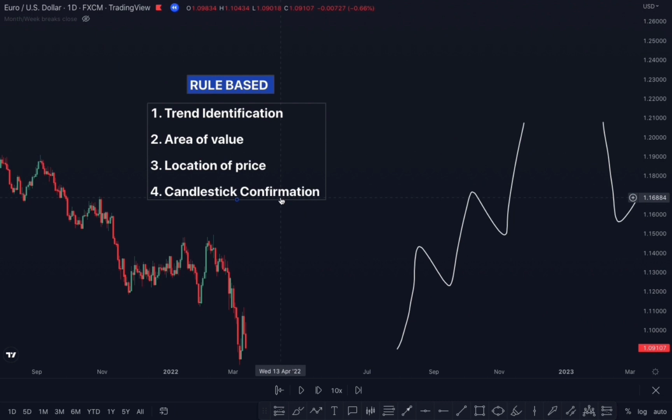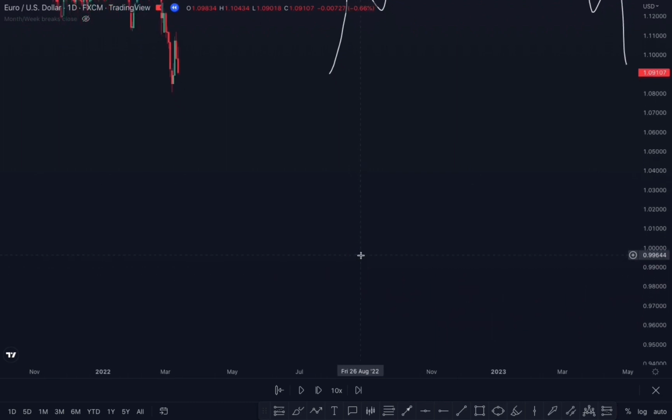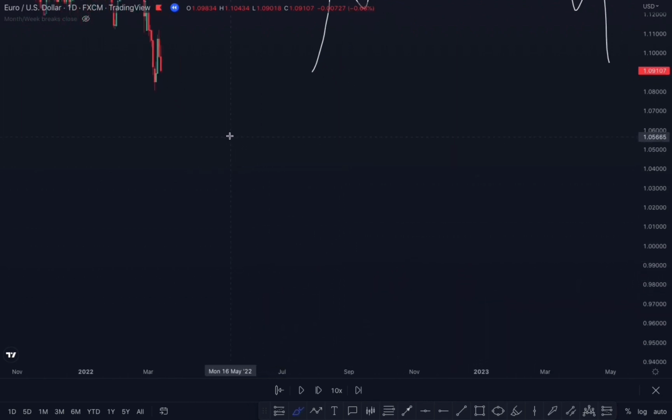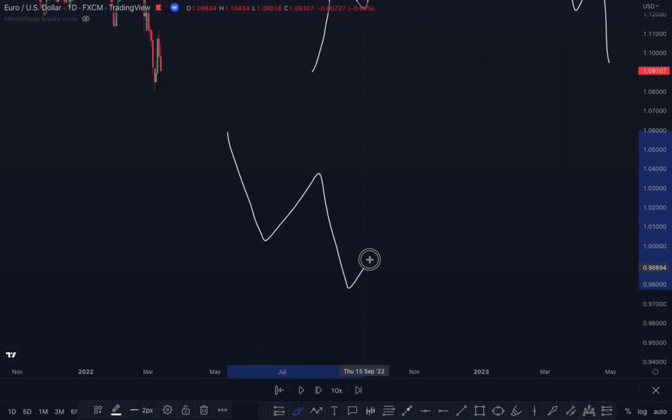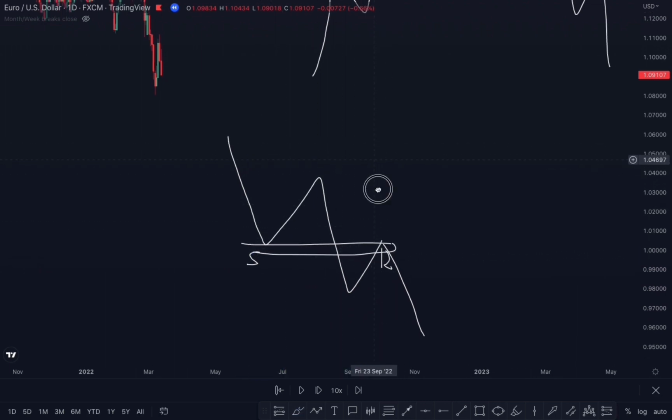So the second rule is to identify an area of value. The area of value is basically going to be the support and the resistance levels, right? So we know that whenever the market is going down, we're creating lower lows, lower highs, lower lows, lower highs, right? So price mostly will break this support level, and then retest as resistance and then push to the downside, right? So this area becomes our key level where the support becomes the resistance. So that is going to be our key level in this strategy.